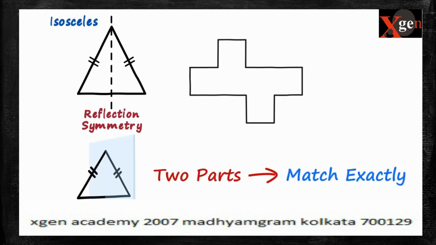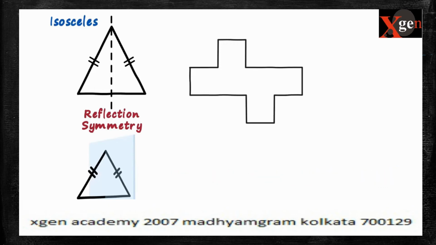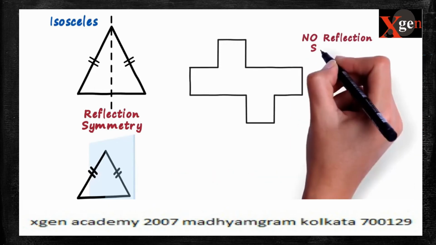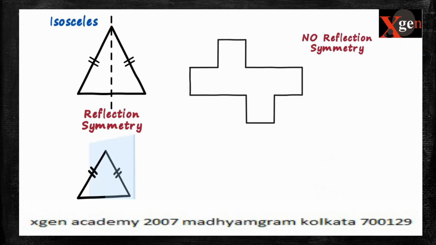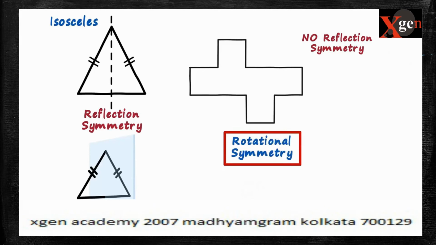If we try out different lines, we realize that no such line can be drawn. This shape has no reflection symmetry, but what this shape has is rotational symmetry. Yes, rotational symmetry. What does that mean? As the name suggests, let's try rotating the figure about its center point. And what does rotating about a center point mean?